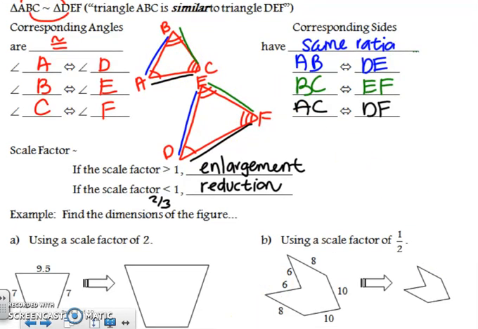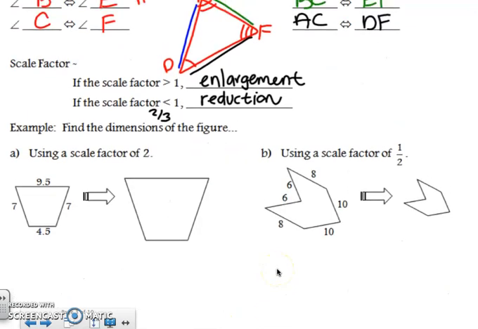Okay. All right. So using a scale factor to find the dimensions of another figure. So I want to use a scale factor of 2 to figure out what this shape is. Well, you guessed it, times everything by 2. Okay. So 7 times 2 is 14. So the legs of the trapezoid are going to be 14. 9.5 times 2 is going to be 19. And then 4.5 times 2 is going to be 9. Okay. Lastly, scale factor of a half. Again, that's the same as dividing by 2. So I need to divide all those numbers by 2. So I get 5 and 5, 4 and 4, 3 and 3.